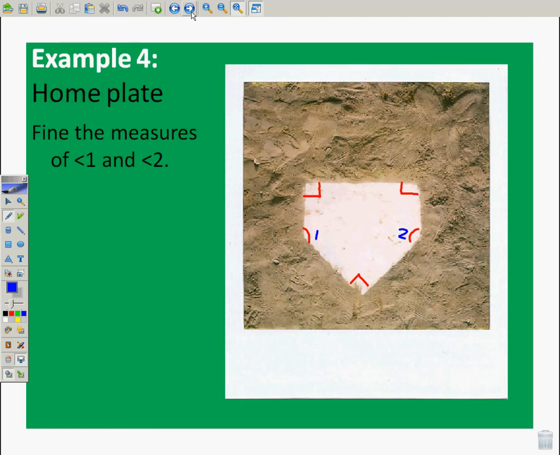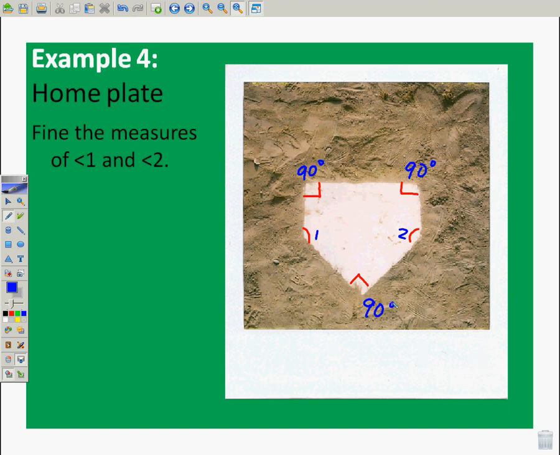The next problem. We're going to be doing the same thing, except this time we're doing interior angles. This is a home plate, near and dear to my heart as a baseball coach and as a former baseball player. Home plate. And so we have 5 angles. We've got, obviously, 90, marked by the right angle sign. 90, 90.